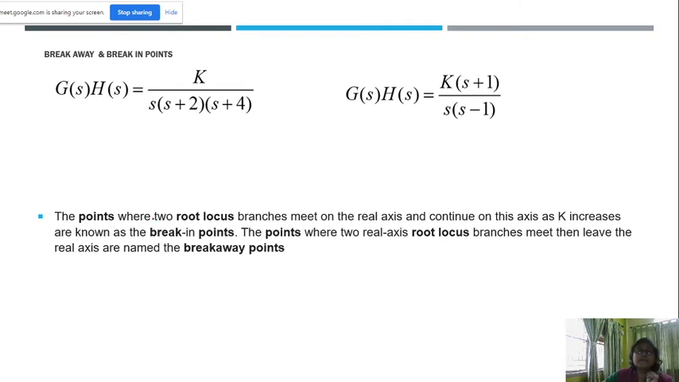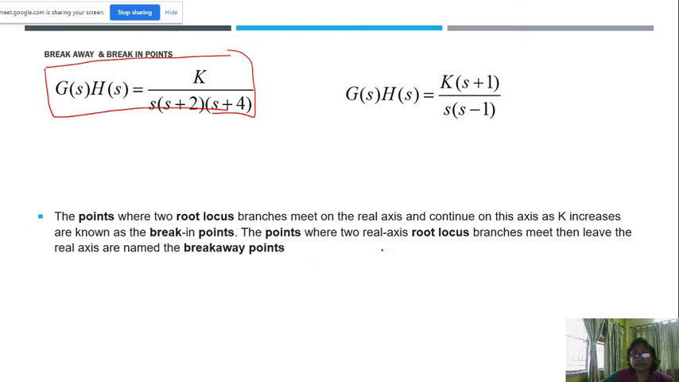The points where two root locus branches meet on the real axis and continue on this axis as k increases are known as break-in points. The points where two real axis root locus branches meet and then leave the real axis are named the breakaway points. Okay, so first consider this one. Take the example, you are going to understand it better.